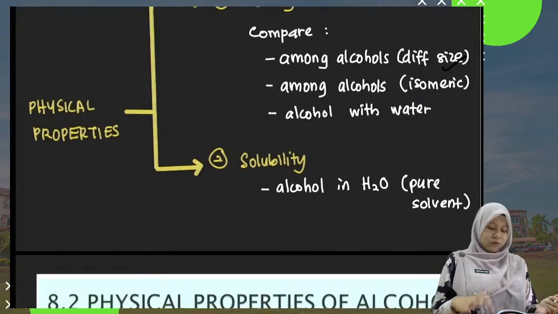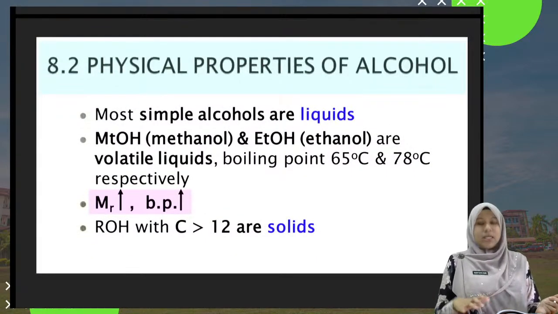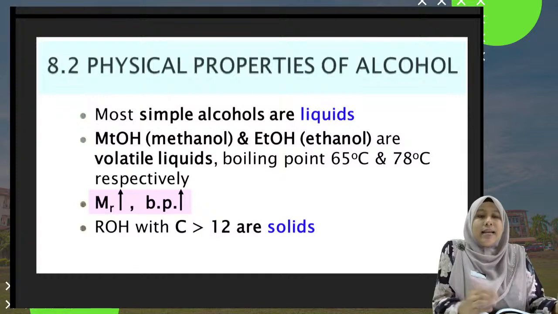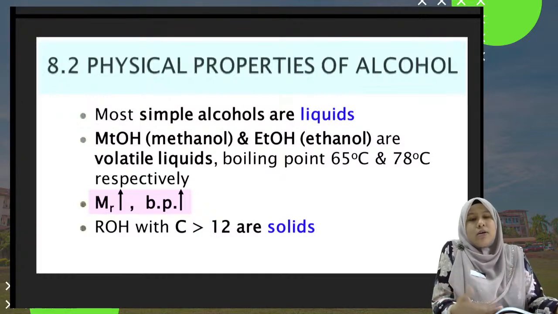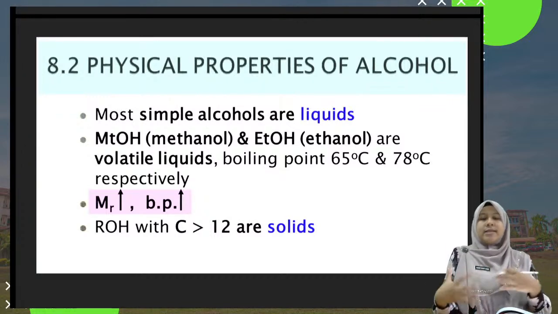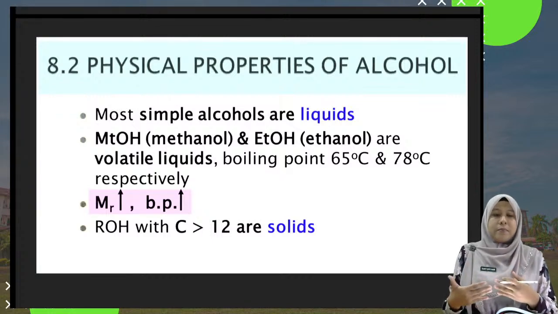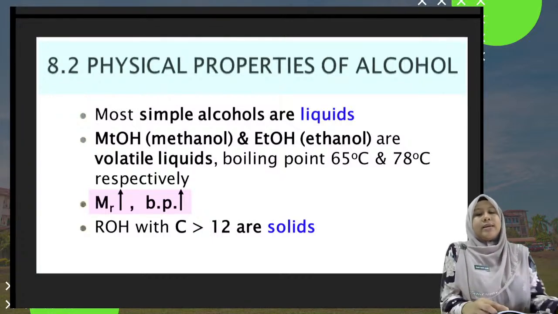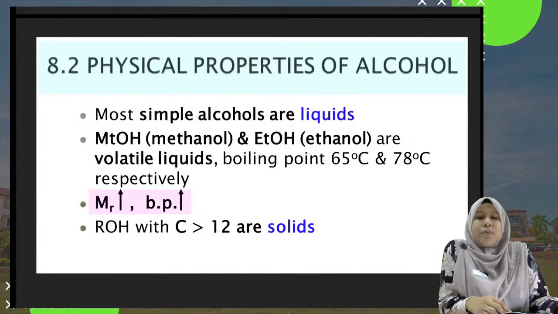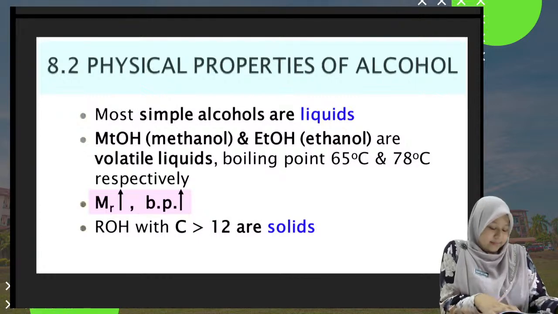So first we go for boiling point. Okay, most simple alcohols are liquid. For example, methyl, which we call methanol, or ethyl, which is ethanol, are volatile liquids. So the boiling points for both of them are 65 degrees Celsius and 78 degrees Celsius. When you increase the molecular mass, which here means increasing the number of carbon, the boiling point also increases. So alcohols with more than 12 carbon are solids.